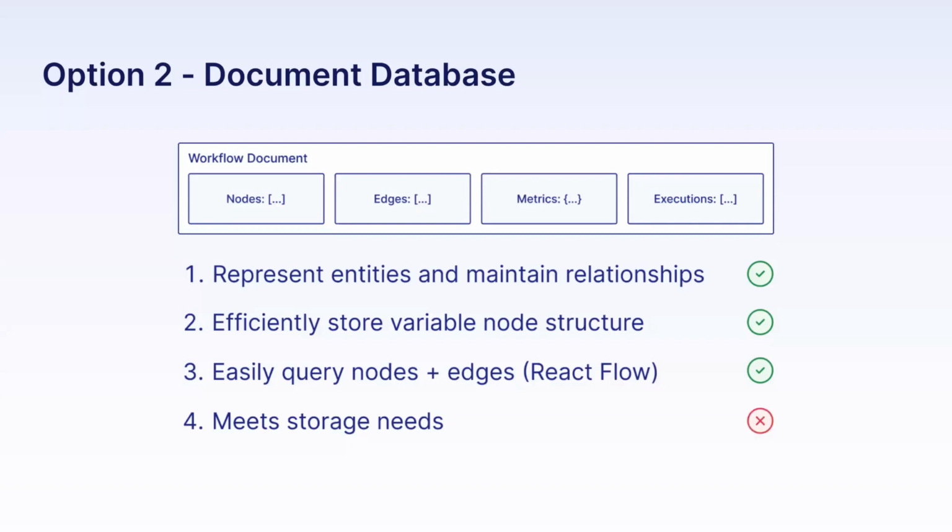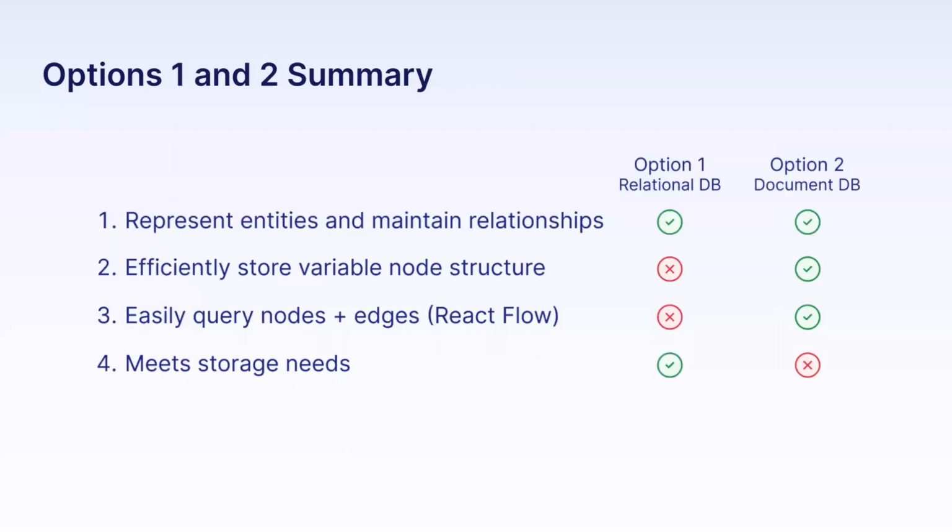The only downside of this option is that each individual MongoDB document cannot exceed a maximum size of 16 megabytes. This means that all entities, most notably the node entity, would compete for a limited amount of storage space within the workflow document. This limitation would be untenable.